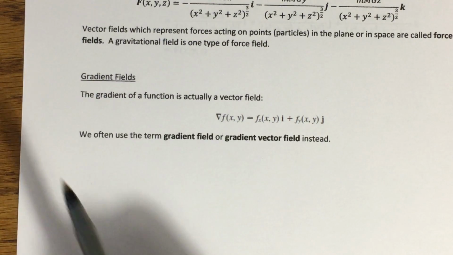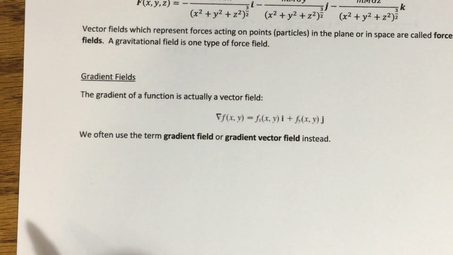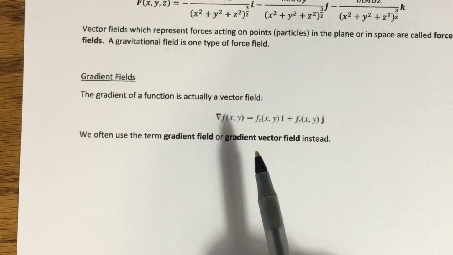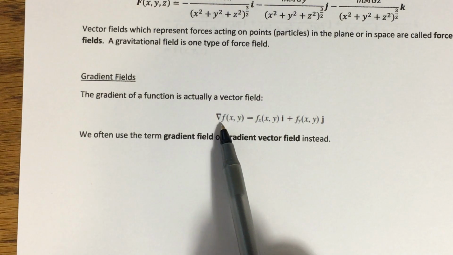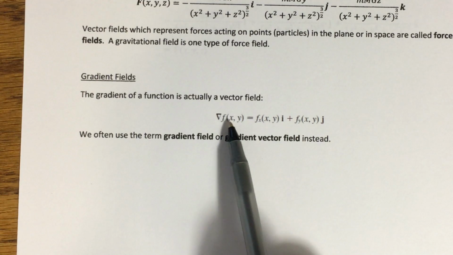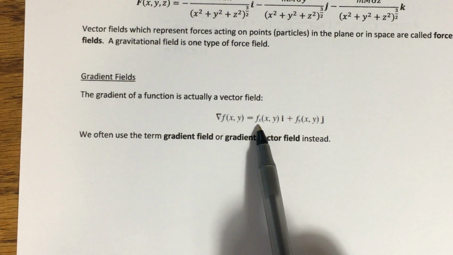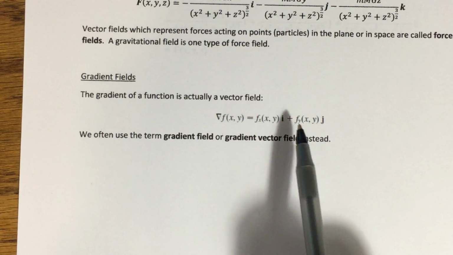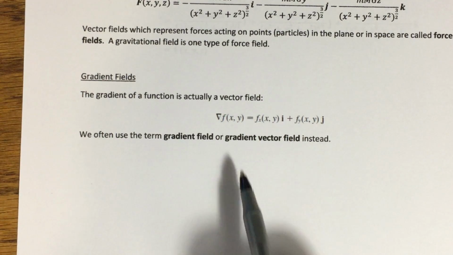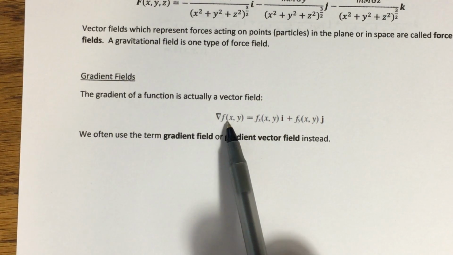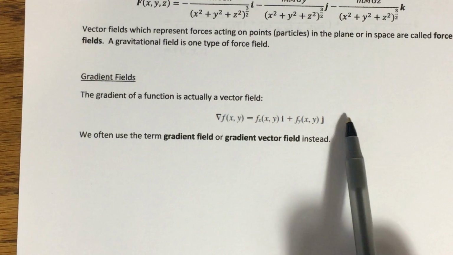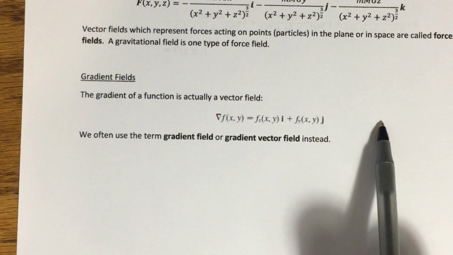Next up, we're going to return to the topic of gradients. So back in chapter 14, we defined the gradient this way. The gradient of a multivariable function f of xy is equal to the partial with respect to x, I, plus the partial with respect to y, j. If this was a 3-variable function, then I would also have a partial with respect to z, k out here.